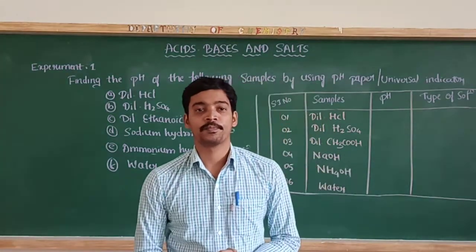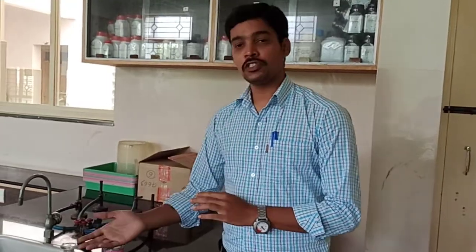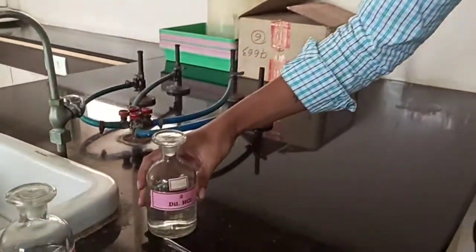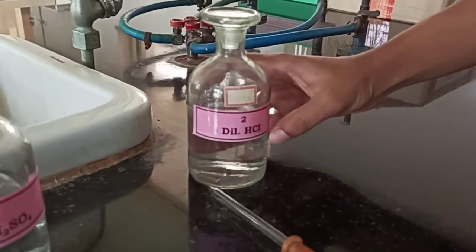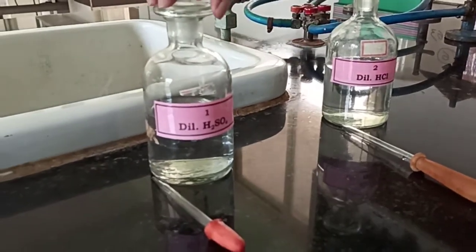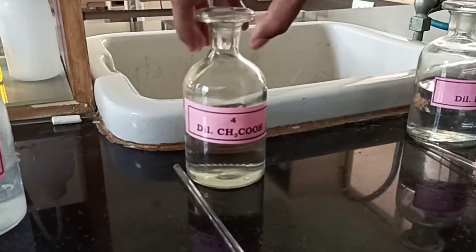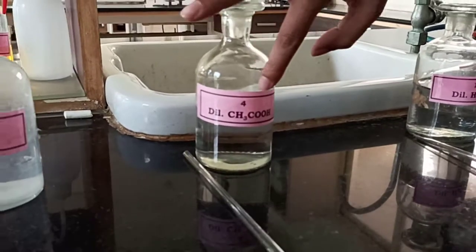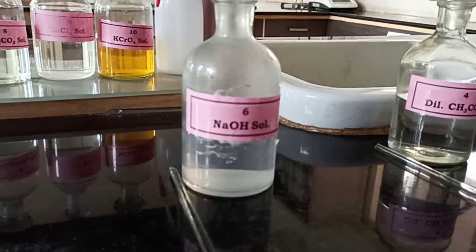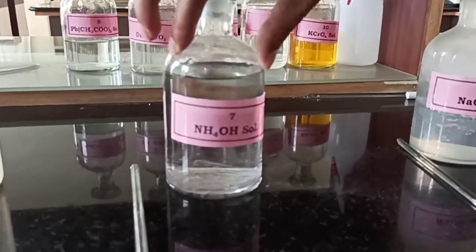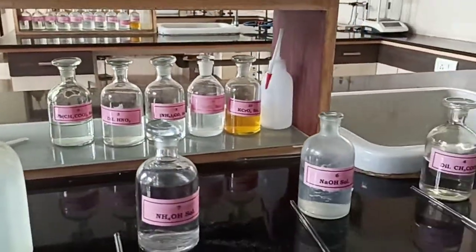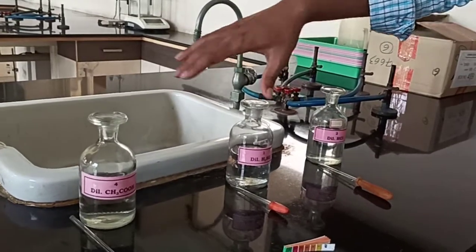Here we go. Dear students, the solutions or samples for this experiment are like this. The first one is dilute hydrochloric acid, dilute HCl, and the second one is dilute H2SO4, dilute sulfuric acid, and the third one is dilute acetic acid or ethanoic acid, and the next one is sodium hydroxide solution, that is NaOH solution, and here ammonium hydroxide solution, NH4OH, and this one is water. These are the samples we are going to perform the experiment on.